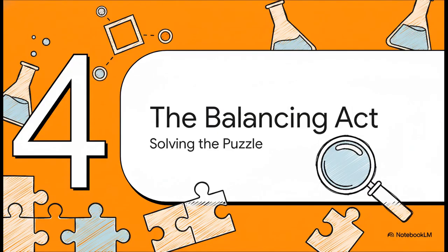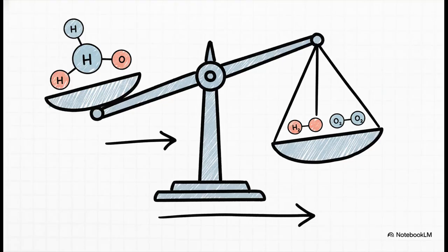Okay, so now we know why we have to balance equations. But how do we actually do it? It's really a process of careful counting and a bit of trial and error. It's kind of like solving a little puzzle. Let's walk through one together. We're going to start with a really simple but super important reaction, the decomposition of water. As it's written right now, this equation is totally unbalanced. It's actually breaking the law of conservation of matter, so let's fix it.